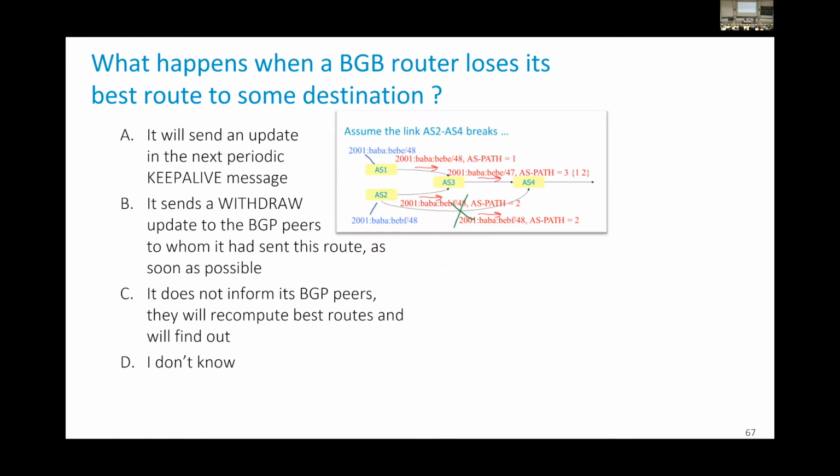A related question: what happens when a BGP router loses its best route to some destination for whatever reason? For example, not because the router is dead, but on this example here, the link goes down, for example, because perhaps the router AS2 is dead, but AS4 is not dead, or in the previous example, the router R1 or R2 in the domain X have lost some routes. What do you expect them to do?